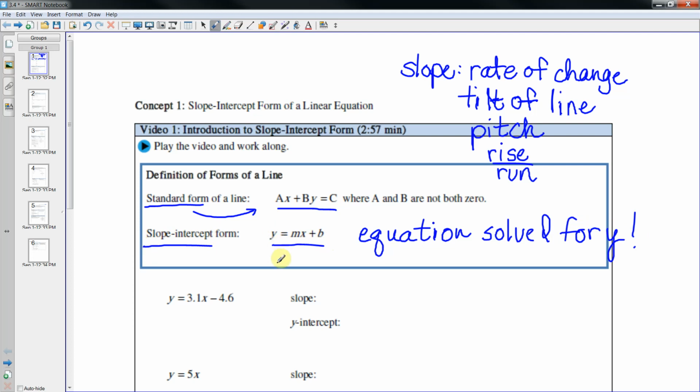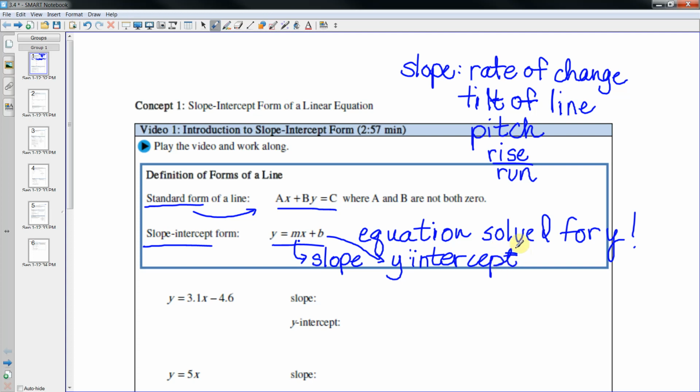And here's what we know from slope-intercept. This m right here that's in front of the x stands for the slope. And it's just that number, not the x. Then the b is my y-intercept. And if you'll remember, the y-intercept is where you touch the y-axis.